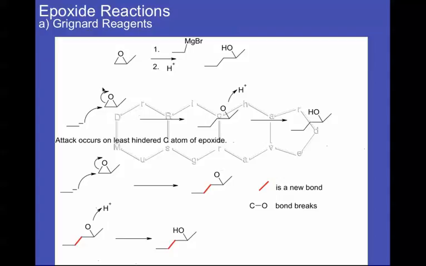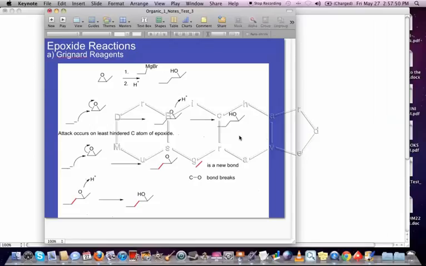The reason this is such a quick reaction is because epoxides are fairly strained. What you've got here is 60-degree bond angles that really want to be something closer to 109.5. So there's a lot of strain in the ring here, so these open up fairly easily in this fashion. Alright, let's take another closer look at the mechanism.